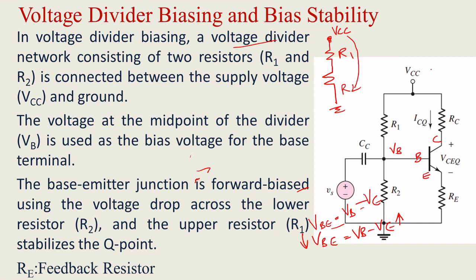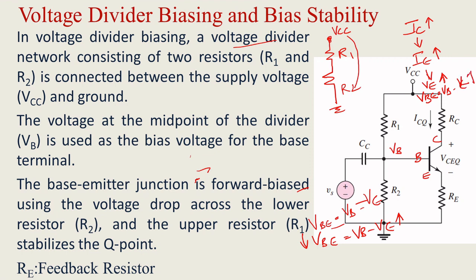For example, consider the scenario. Due to changes in your supply or changes in the transistor parameters, there is a change in your IC current. So we know that IE also will reflect. IE also will increase because IC is approximately equal to IE. That means the voltage drop across your RE, that is VE, will be increased, right? So what is the condition? VBE equals VB minus VE.